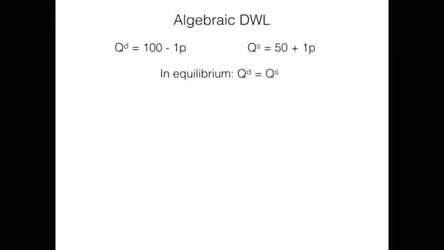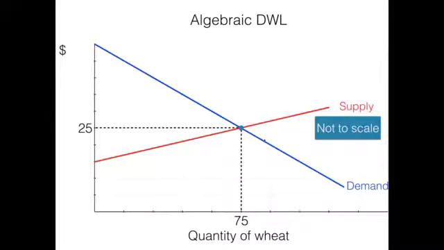Quantity demanded is equal to 100 minus 1p, and quantity supplied is equal to 50 plus 1p. In equilibrium, we know that the quantity demanded is equal to the quantity supplied, so we set the demand and supply functions equal to one another, and we solve for p, and we get an equilibrium price of 25. We place that price back into either the supply or the demand function, and we get that the equilibrium quantity is equal to 75. So it's useful to take a look at this in terms of an actual graph.